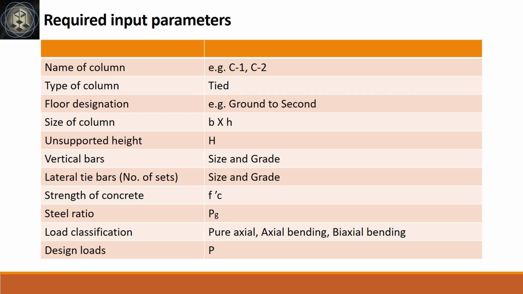Name of column, like C1, C2. Type of column, type. Floor designation, like ground to second. Size of column, width and length. Unsupported height. Size and grade of vertical bars. Size, grade, and number of sets of lateral tie bars. The strength of concrete used. Steel to concrete ratio. Load classification, and design loads.